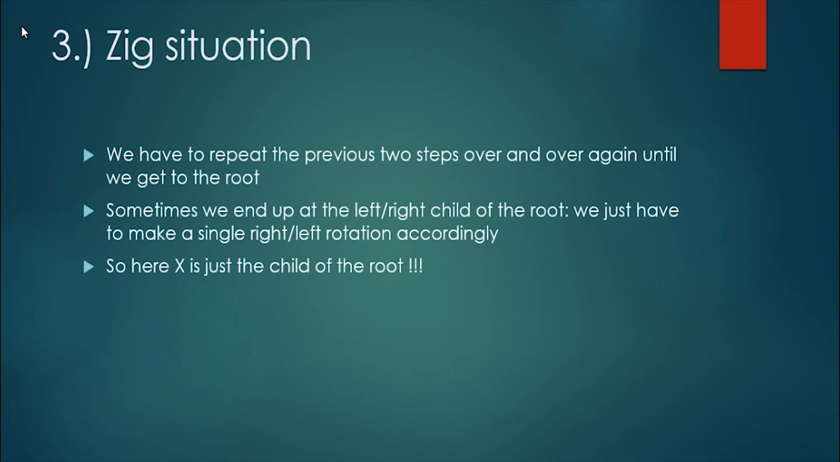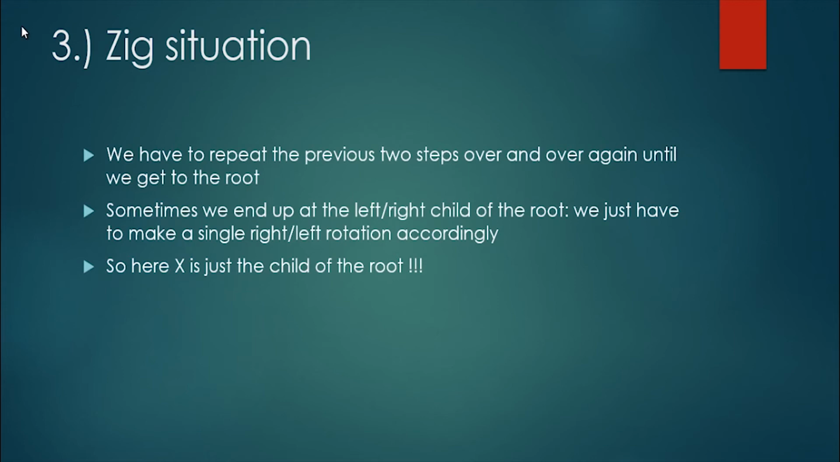And the third step is the zig situation. So we have to repeat the previous two steps, the zigzag and the zigzig case, over and over again until we get to the root. And sometimes we end up at the left or right child of the root, and we just have to make a single right or left rotation accordingly, without zigzag and zigzig situations, just a single left or right rotation.